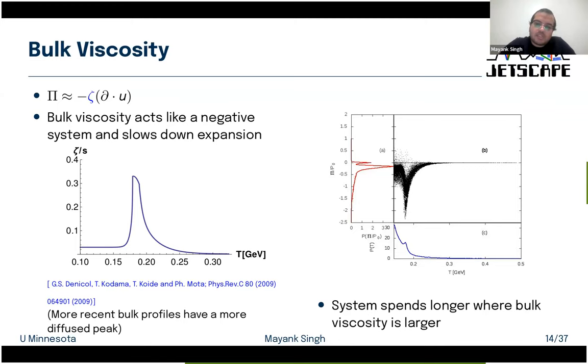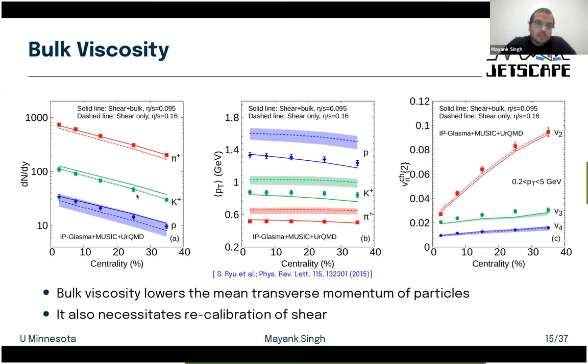So you see more at this peak here, many more fluid cells spending longer at this particular temperature because of the bulk viscosity. But does it show up in observables, or is it just an artifact of the evolution simulation? Well, actually it does show up in observables, and at places where you would expect it to be. So look at the spectra of identified particles. The solid lines are with bulk viscosity, and dashed lines are without it.